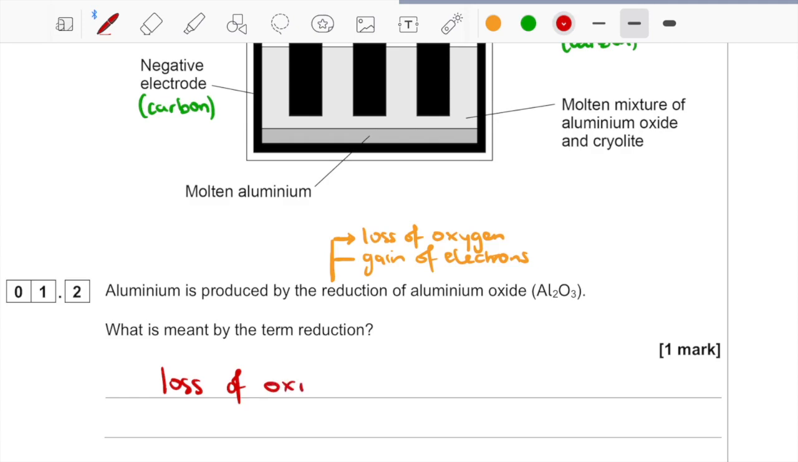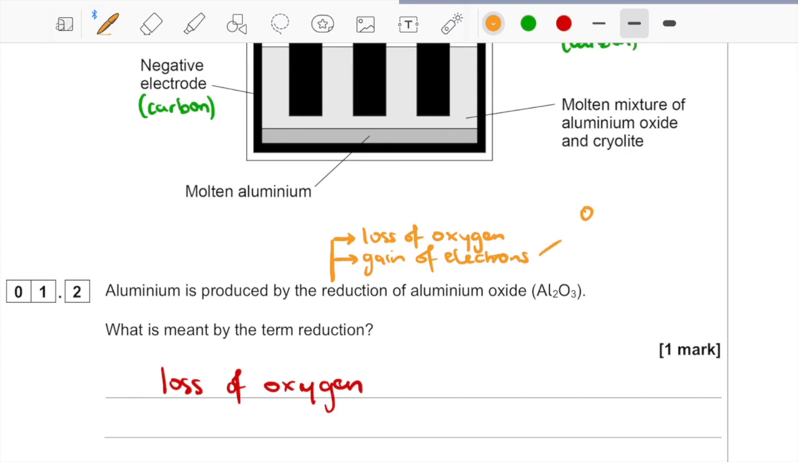So you can absolutely do that. But if we're talking about metal oxides producing the metal, and they're asking about reduction, if you can see there's a change in that oxygen is removed or gained by something, then you can refer to oxygen in terms of oxidation and reduction. So obviously oxidation is the gaining of oxygen and reduction is the loss of oxygen. But if you do talk about the loss or gain of electrons, that's still correct.